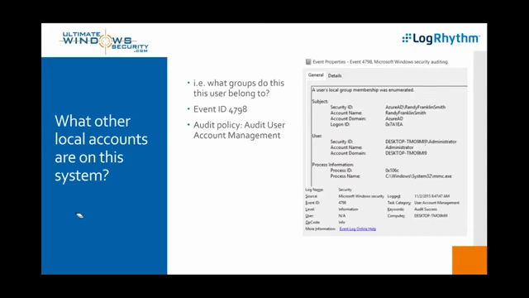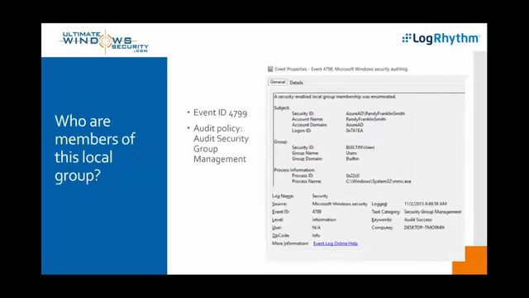Now, before I do more with this event and show you how we might use it, let me show you the other event, which is 4799. This is from the opposite point of view. Let's just follow the story. A local group membership was enumerated. First of all, who did it?